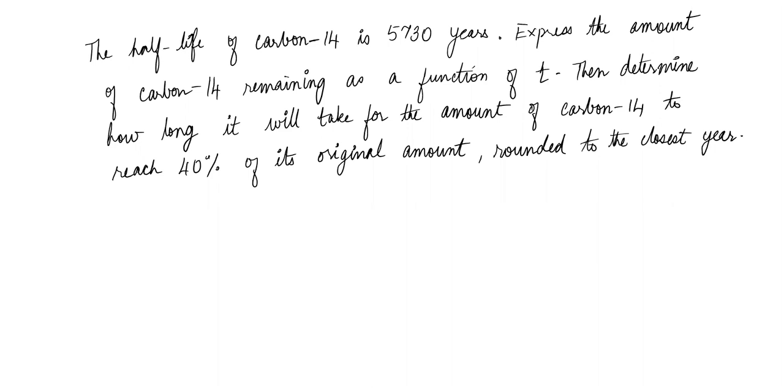They have given us the half-life to be 5,730 years. Okay, half-life is that. But before that, they said express the amount of the carbon-14 remaining as a function of time. Okay. So once we find that function, we will be able to use that function to do the last part. Okay. So the half-life of carbon is 5,730. Okay.